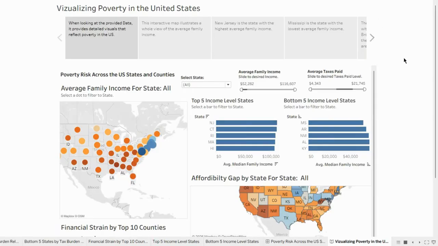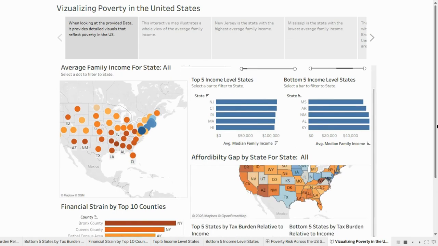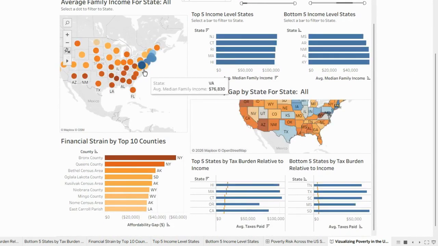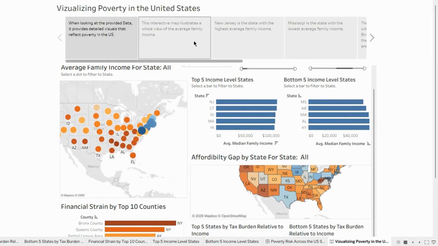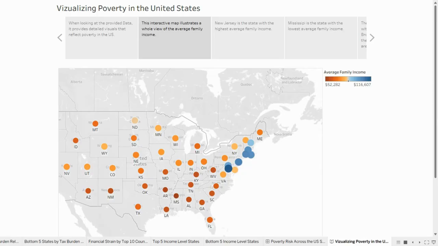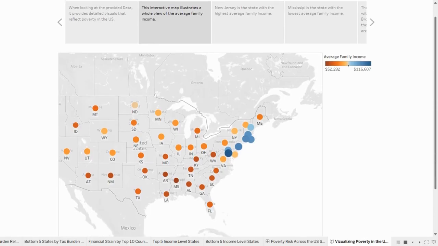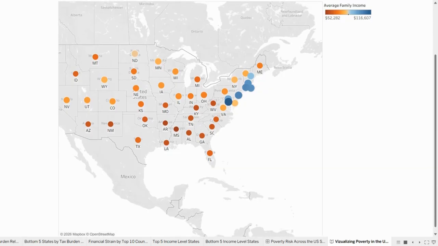So here we have my story points to go over in order to answer those questions. When looking at the provided data, it provides detailed visuals that reflect poverty in the United States, which is back to my dashboard here that allows us to go over it in depth. You can go over and hover. And so here we start, I provide more information on my board. The interactive map illustrates a whole view of the average family income.